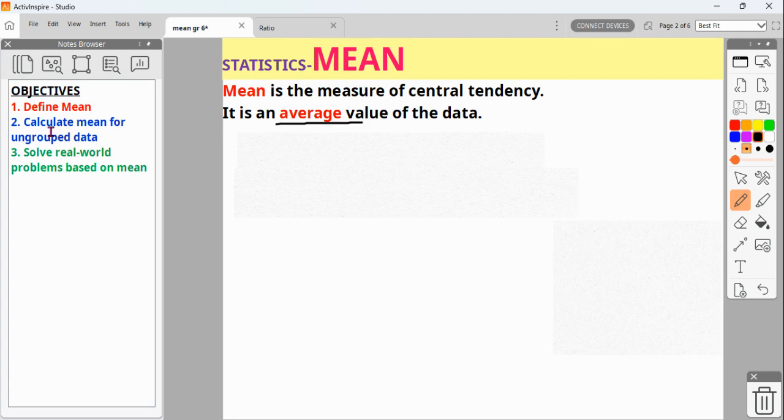Now, after that, we have to learn how to calculate mean for ungrouped data. When we want to calculate mean for ungrouped data, first of all, we have to remember the formula for calculating mean. So the formula is: mean is equal to sum of quantities divided by number of quantities.